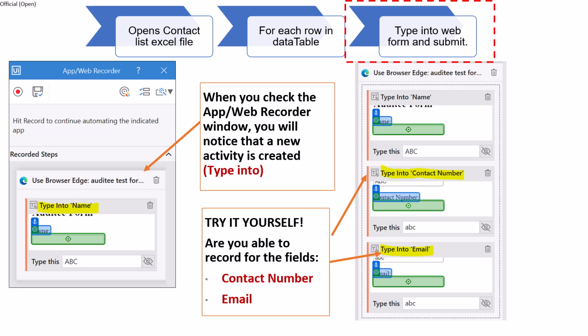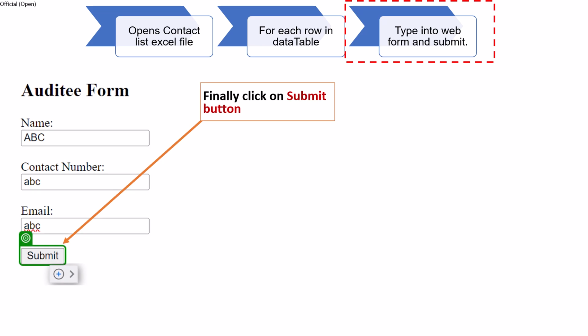Finally, you want to record clicking on the submit button. So if you check your recorded steps, there should be 4. Number 1 would be the name with ABC, then the contact number, email, and finally there should be a click for the submit button. Then click on the save icon to save the recording, and that's it. You are done with recording.